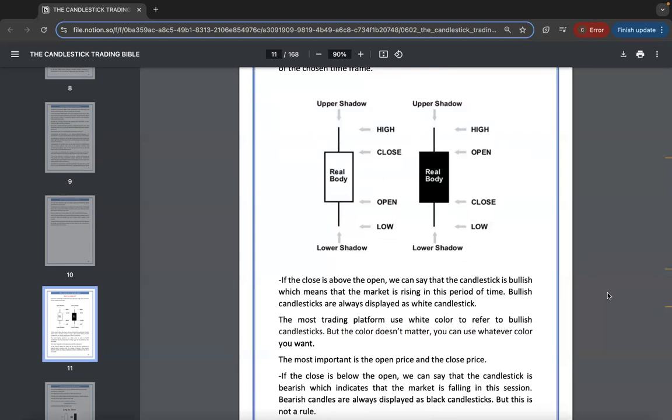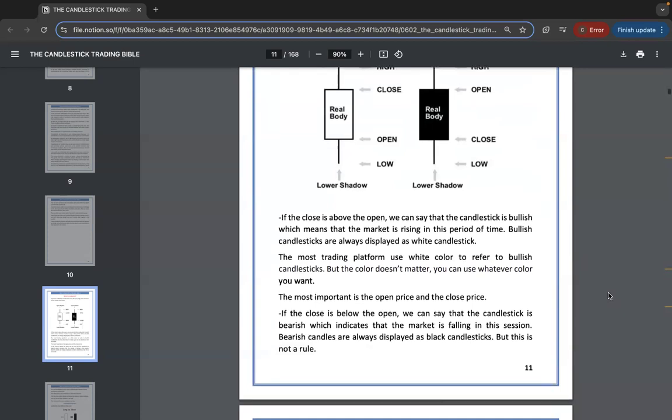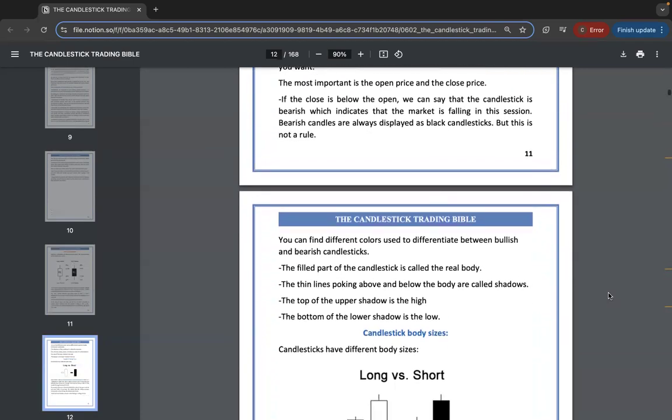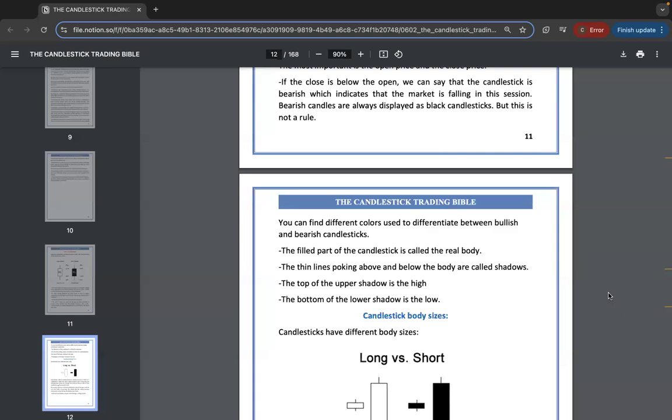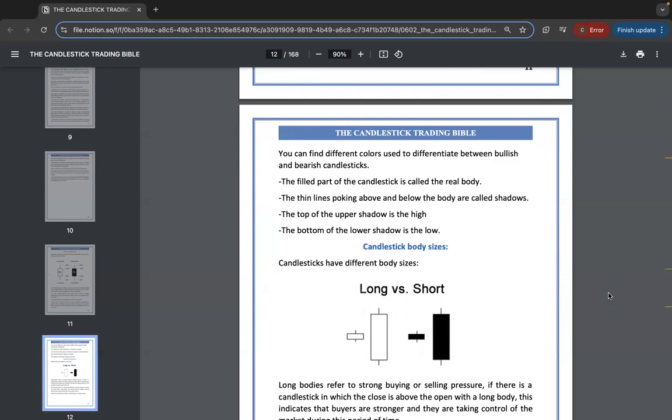If the close is below the open, we can say that the candlestick is bearish, which indicates that the market is falling in this session. Bearish candles are always displayed as black candlesticks, but this is not a rule. You can find different colors used to differentiate between bullish and bearish candlesticks. The filled part of the candlestick is called the real body, and the thin lines poking above and below the body are called shadows. The top of the upper shadow is the high, and the bottom of the lower shadow is the low.